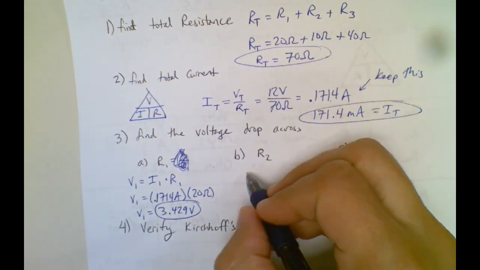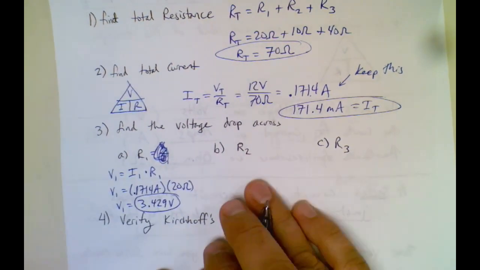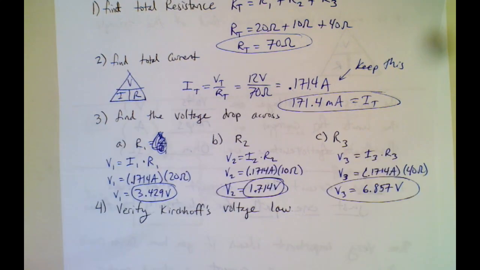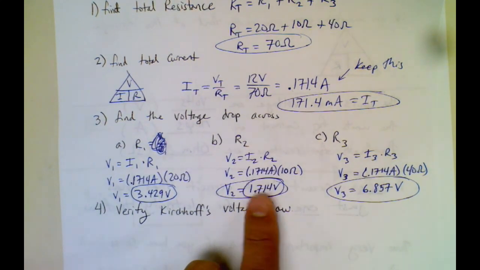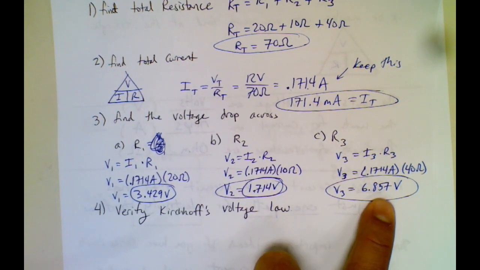And we're going to do the same thing on both of these. So I'm going to pause my thing. I'm going to do them. You pause them. Do the other two. See if you get them right. And then unpause the video. And you can check. Okay. So if you check these, hopefully you got 1.714 volts and 6.857.